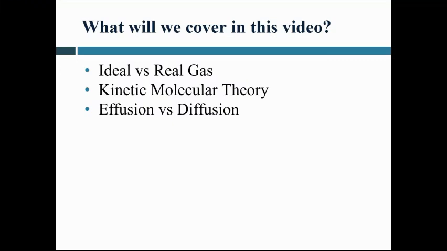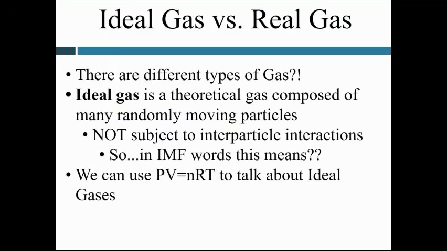Kinetic molecular theory and effusion versus diffusion. An ideal gas versus a real gas. There are two different types of gases, believe it or not. An ideal gas is a theoretical gas composed of many randomly moving particles. They are not subject to interparticle interactions. So in other words, they have no IMFs.